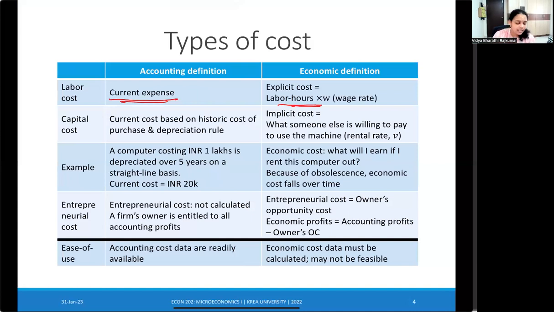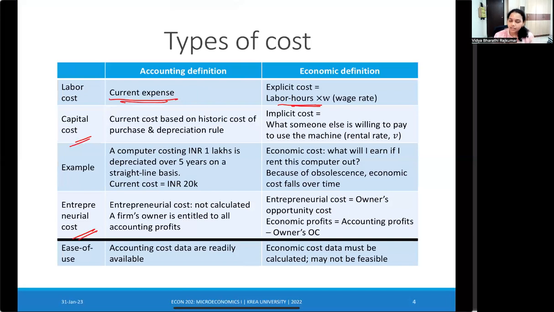The differences start coming in terms of how capital and, say, for example, entrepreneurial services are treated. So, for example, if you take an asset of, say, a computer that is worth about 1 lakh rupees, an accountant would treat it in a way where the cost of the asset is 1 lakh.